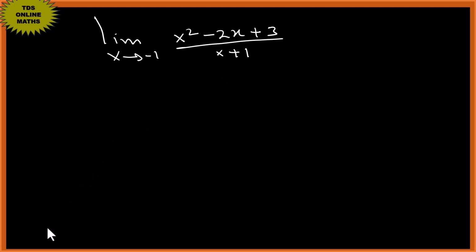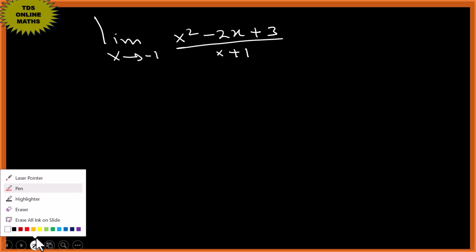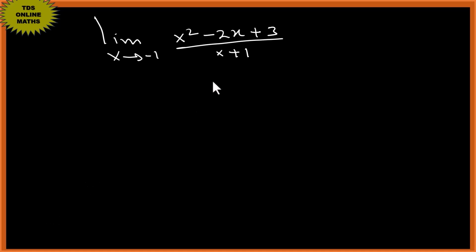All right, let's evaluate this limit. Now, if we plug in negative 1, this side will be 0, which is not possible, that is, undefined. So we need to simplify the expression to its lowest term.